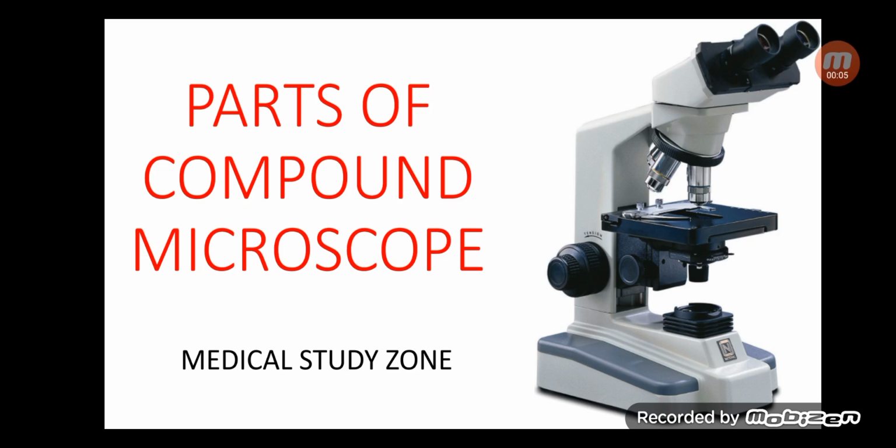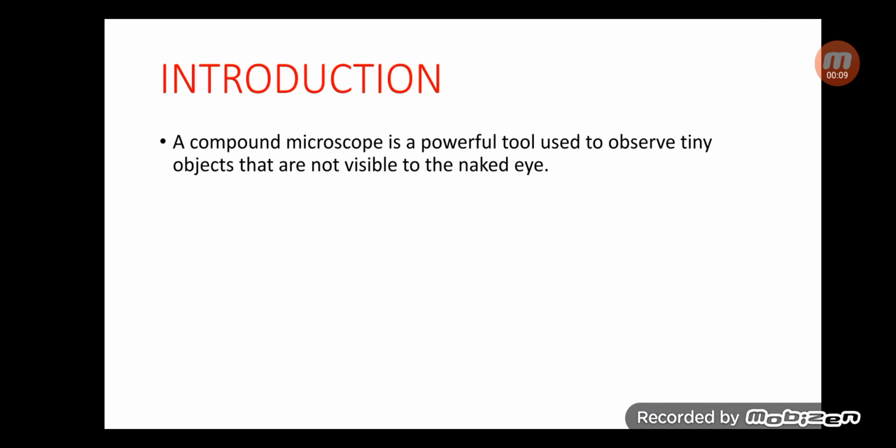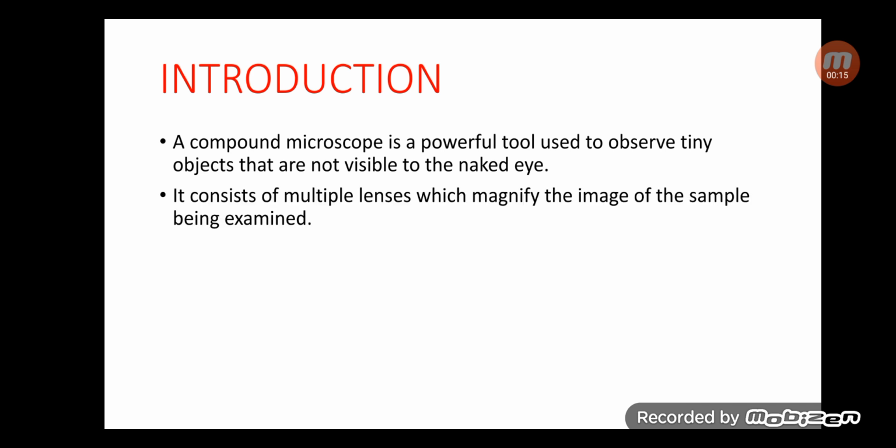Today we are going to talk about parts of compound microscope. Starting with the introduction, a compound microscope is a powerful tool used to observe tiny objects that are not visible to the naked eye. It consists of multiple lenses which magnify the image of the sample being examined. It is the most commonly used type of microscope.